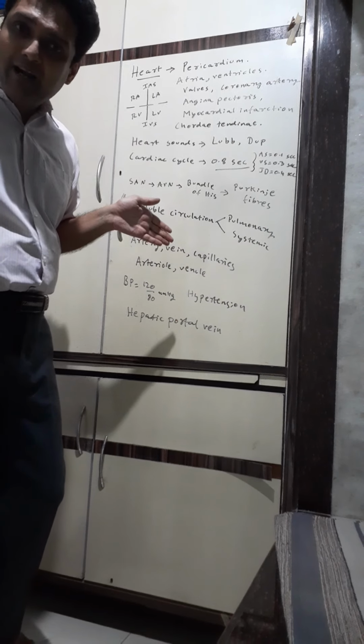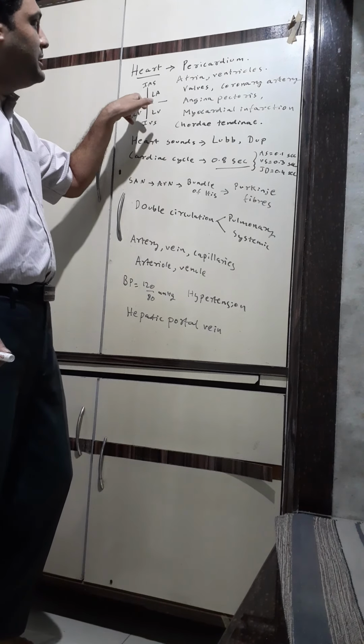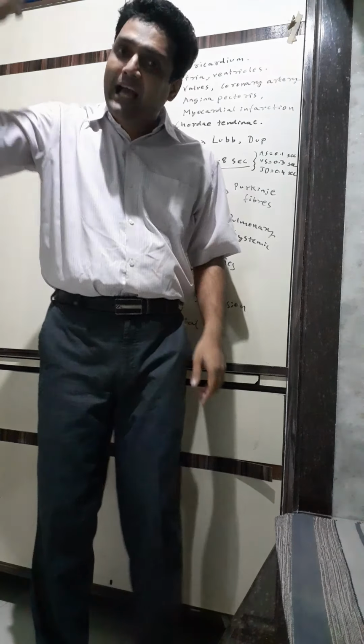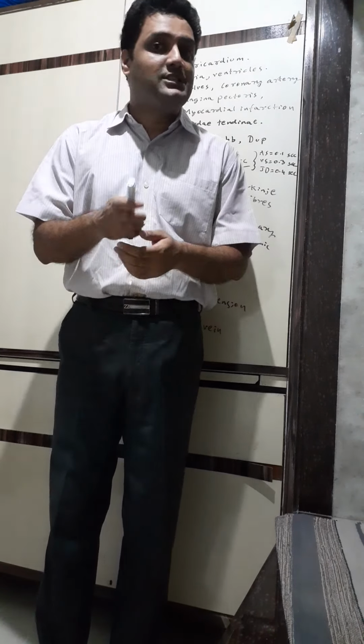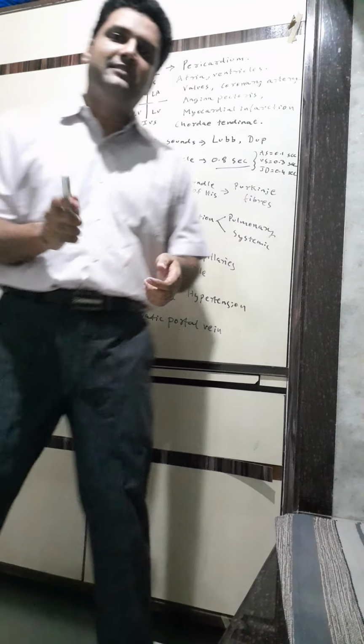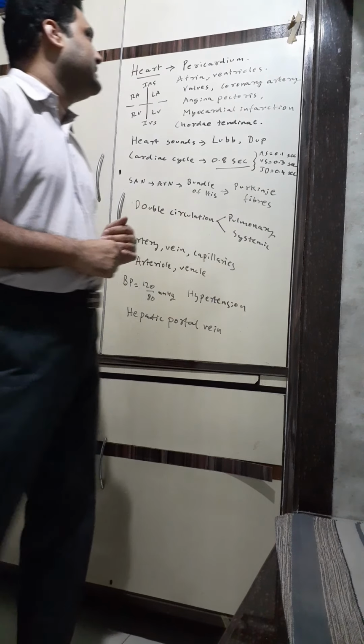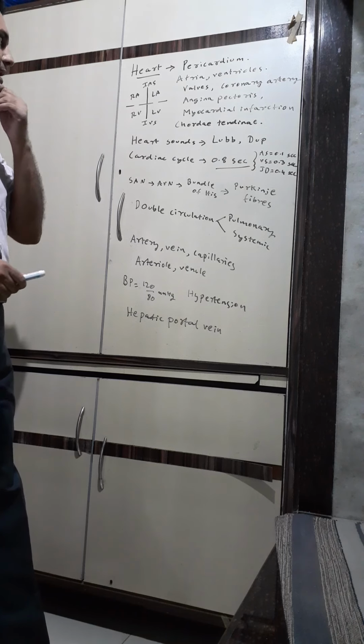What is the use of this partition? There is no connection between the two atria, or between the two ventricles, because the entire right side of the heart has deoxygenated blood. The entire left side of the heart has oxygenated blood. So always remember this: oxygenated and deoxygenated blood should not mix with each other. That's the reason why.